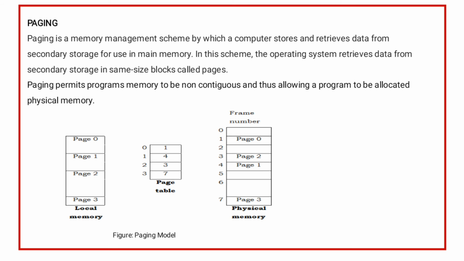Now see the figure, which shows the paging model. When a computer program is to be executed, its pages are loaded into any available frames and the page table is defined to translate from user pages to memory frames. The page size is defined by the hardware. It is typically a power of 2. For example, it can be 1024 words or 2048 words per page.